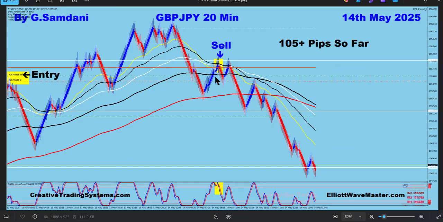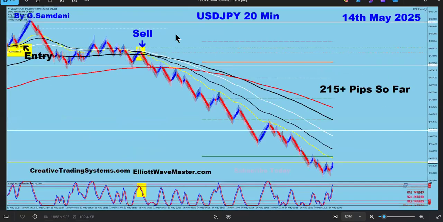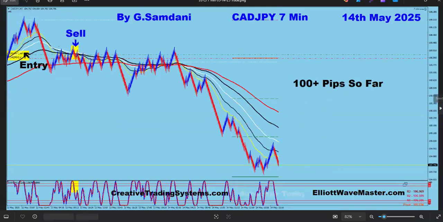So when that happened, this indicator went all the way up, and the EA opened the trade. This one, I think, is opened manually. And then this one here, you can see entry USD yen for 215 pip on the 14th.